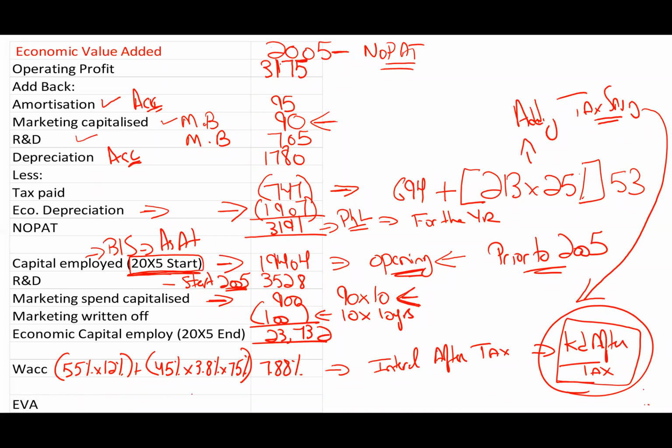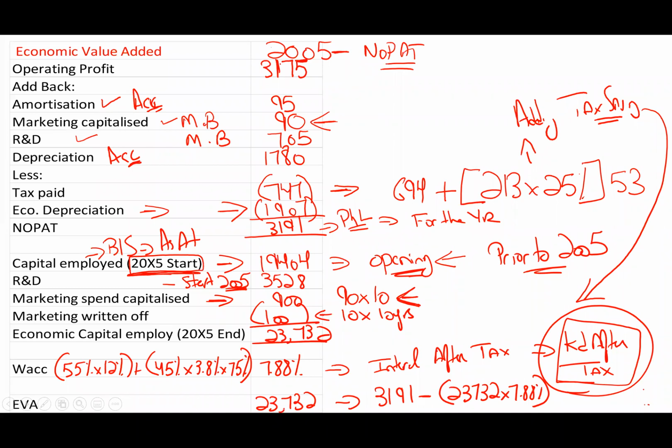Let's work out EVA here. So how to work out EVA? It's simple. 3191 minus 23732 multiplied by 7.88% of the notional charge, and you're getting an EVA of 23,732. 23,732 EVA you are getting here.